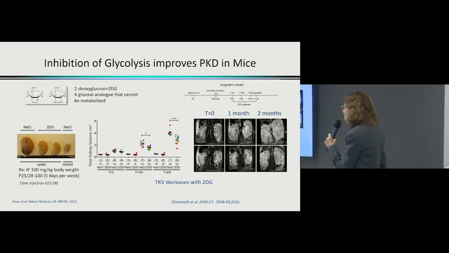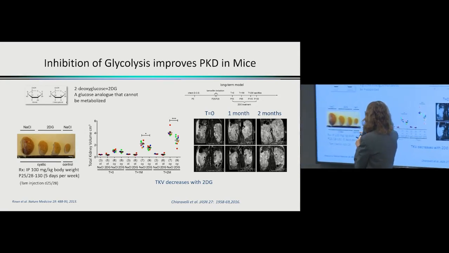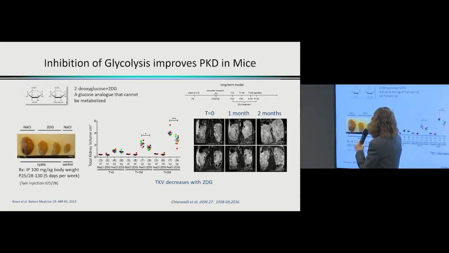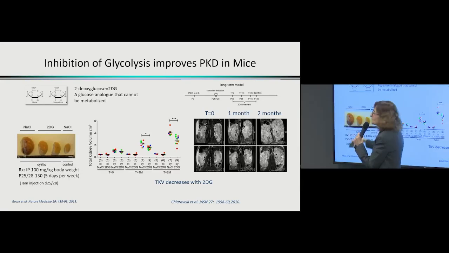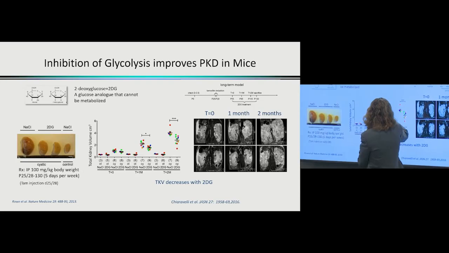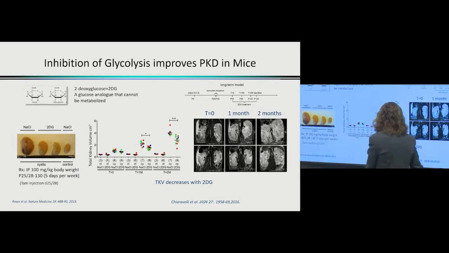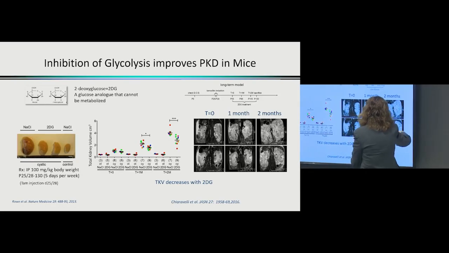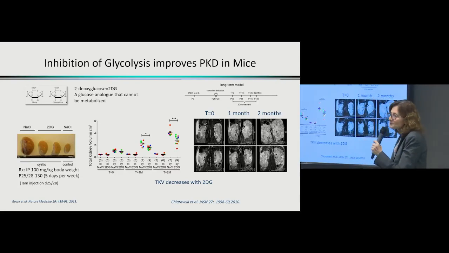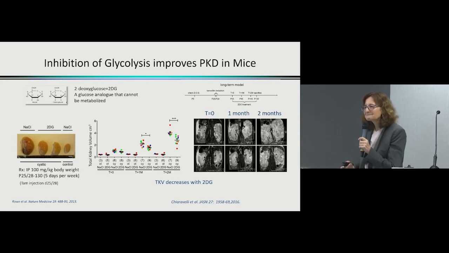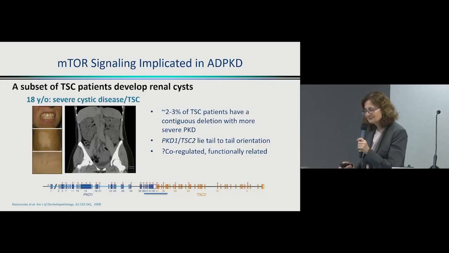I won't go through all of the data, but just to show quickly here, this is a PKD mouse. These are cystic. This is the control. And if you treat them with 2-DG, they are somewhat better. Looking here at the total kidney volume, you can see this is statistically significant. There's some decrease in the total kidney volume. And then again, looking at MRIs of mice treated with 2-DG at 2 months, you can see that there are fewer cysts. So if you can work on this metabolism, you can make it better.